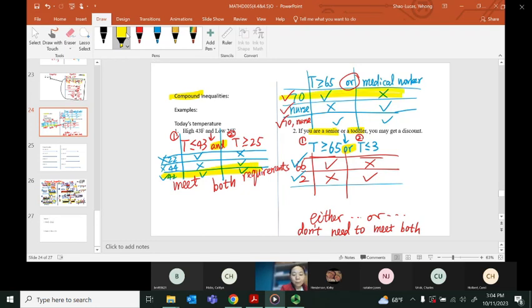But for or, you have 1 check mark, 2 check marks, all work, all okay. So that's the biggest difference.